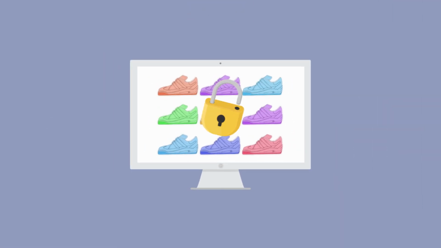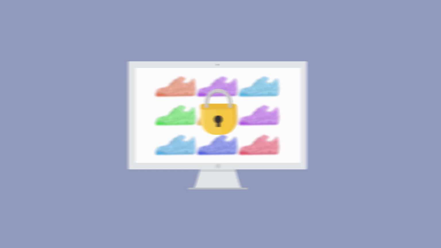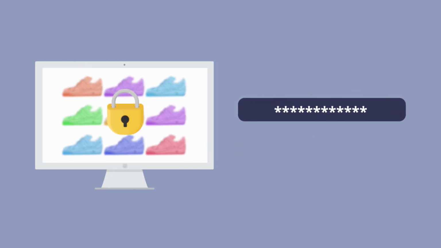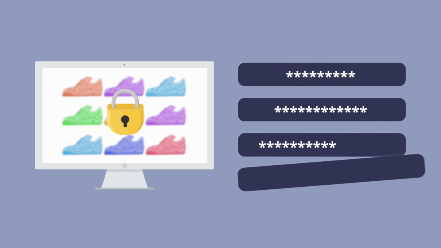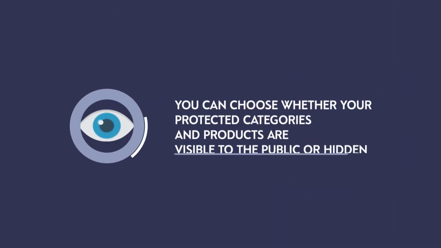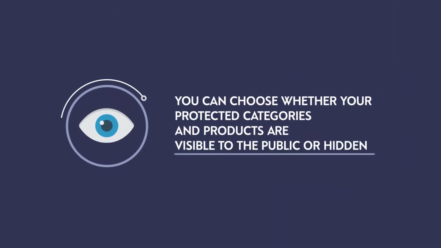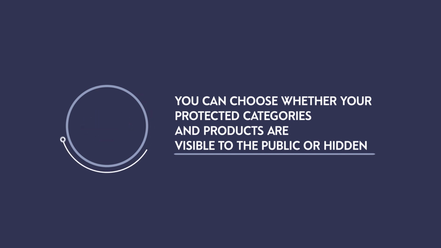Here's how it works. First, you'll create one or more protected categories, either protected by a password or restricted to specific roles or users. You can protect each category in multiple ways. You can choose whether your protected categories and products are visible to the public or hidden.